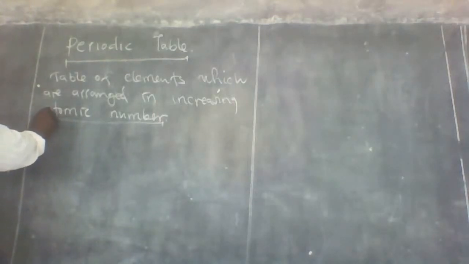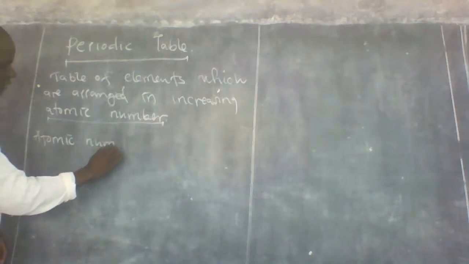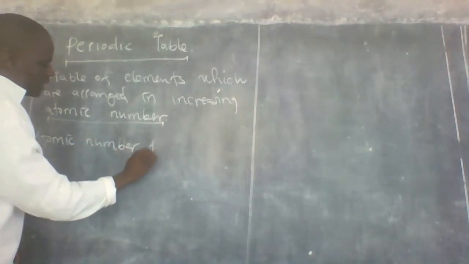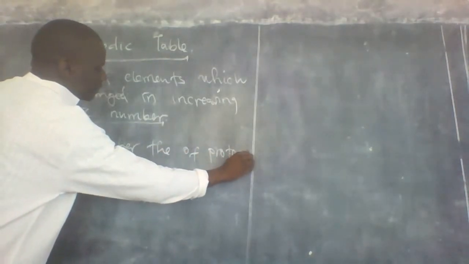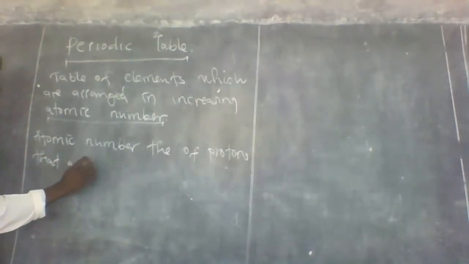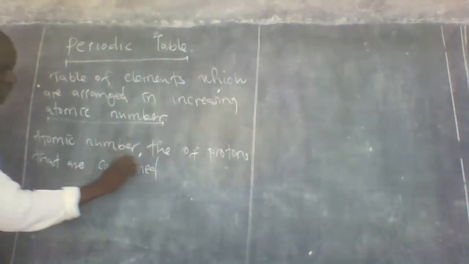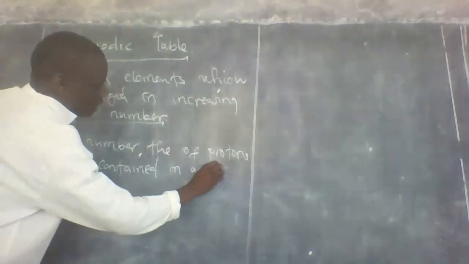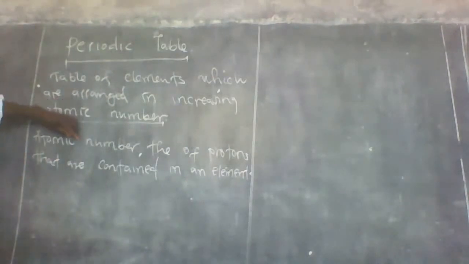Now, by the way, what is an atomic number? To start with, the atomic number is the number of protons that are contained in an element. That is a periodic table. So meaning the number of protons will determine the atomic number of an element.